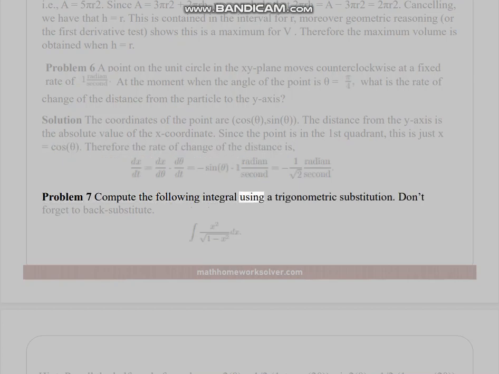Problem 7. Compute the following integral using a trigonometric substitution. Don't forget to back substitute.